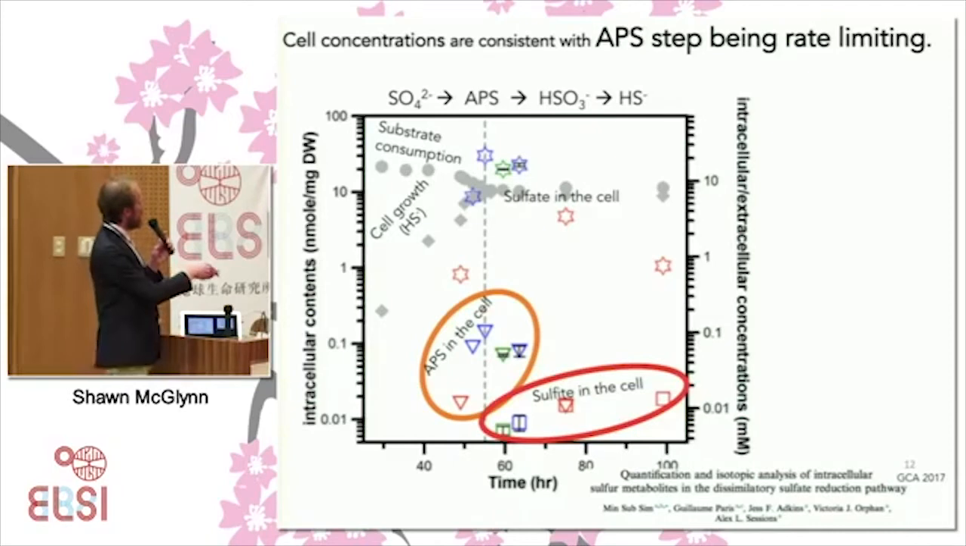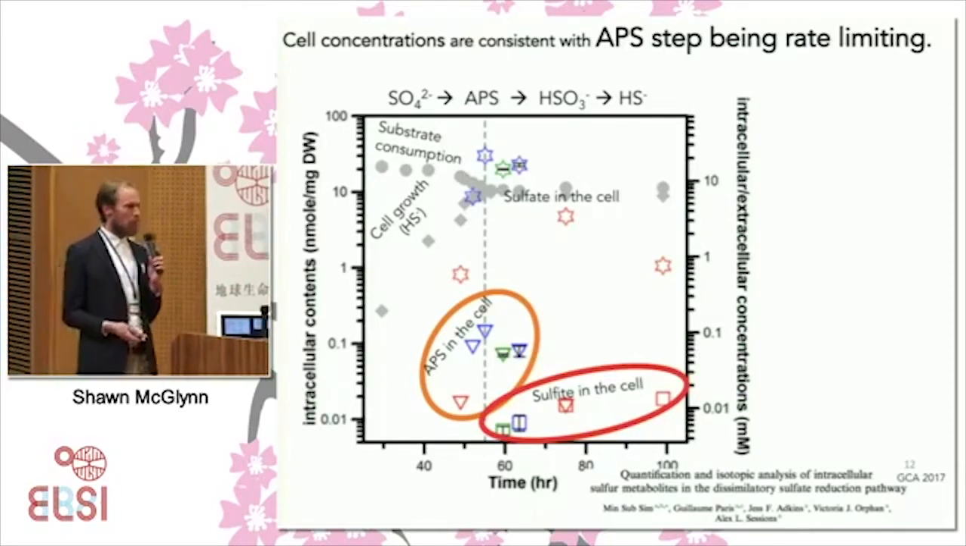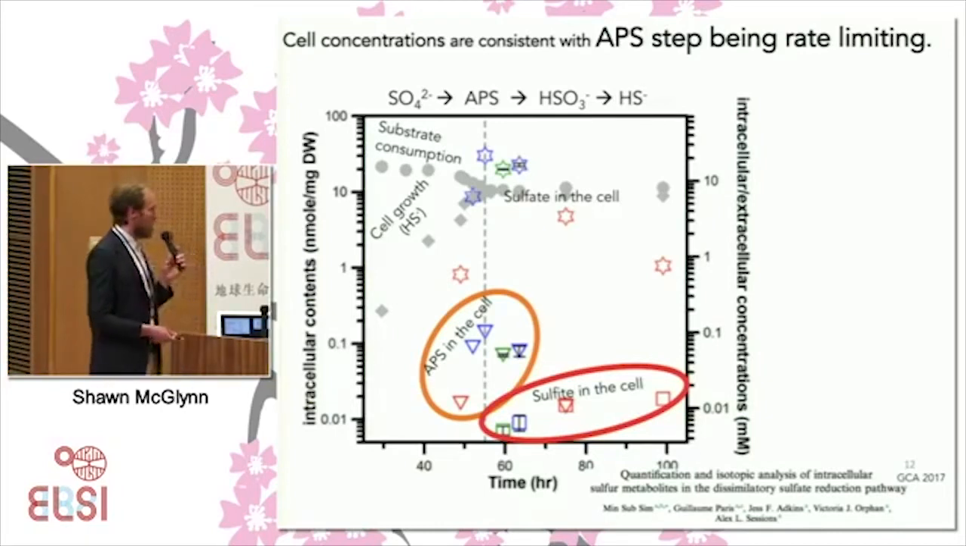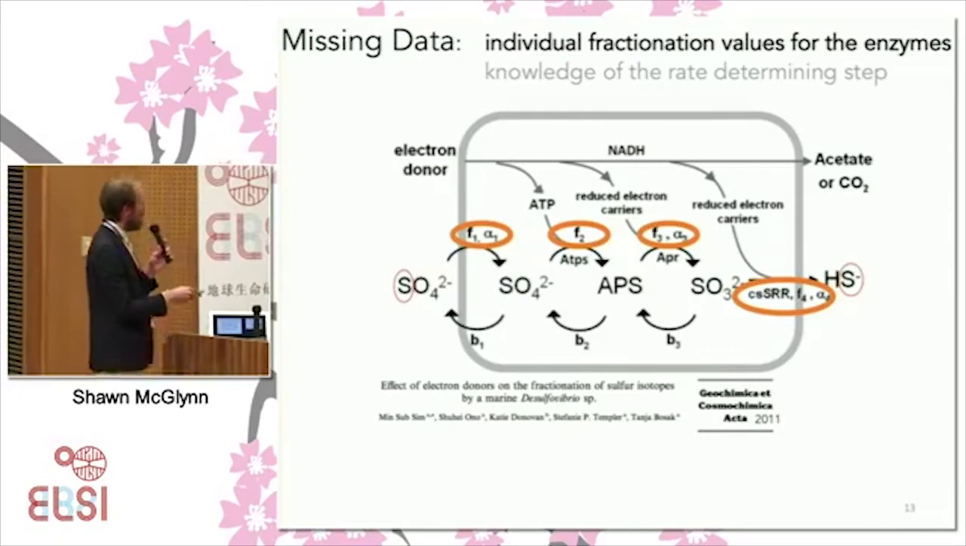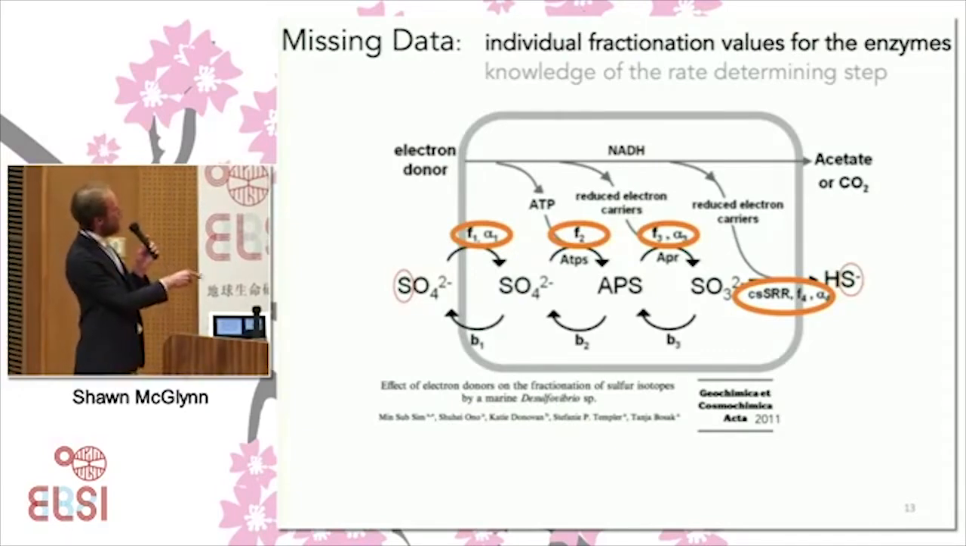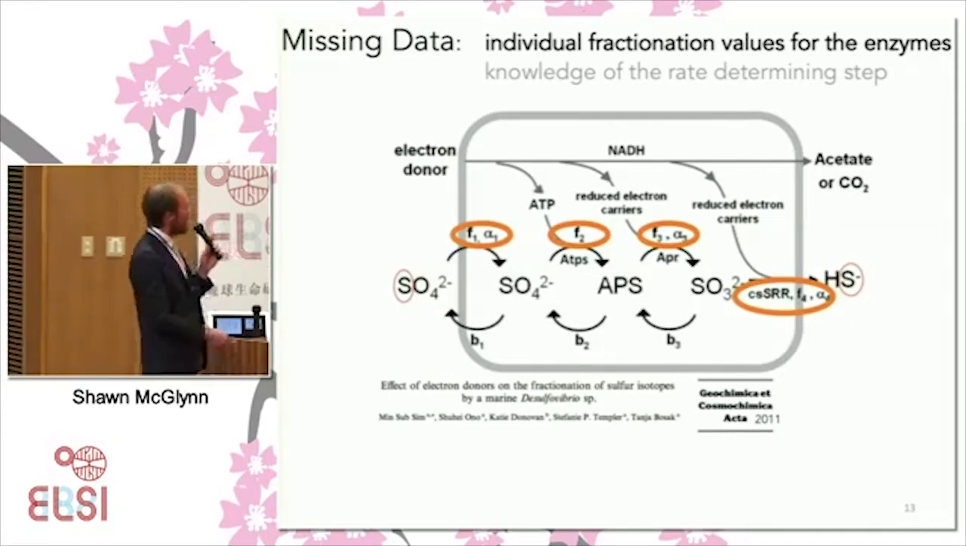Sulfite's pretty reactive. And so it kind of goes to this suggestion that maybe this APS step is rate limiting. And if that's the case, this APS step will be very important in controlling the observed sulfur isotope fractionation factor of the metabolism. And so we could say that possibly this rate determining step, or at least in some cellular conditions, would be that first 2 electron reduction of APS.